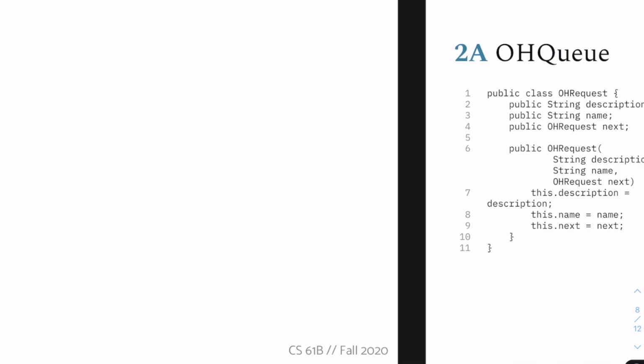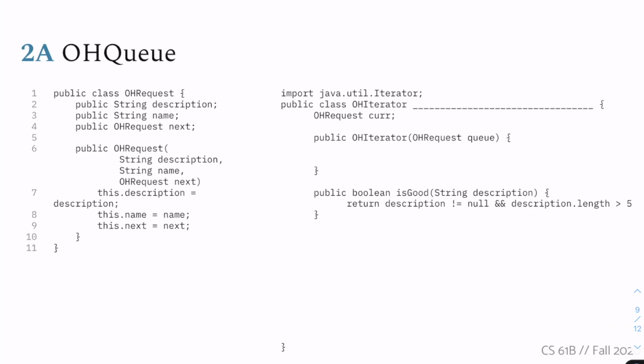Okay, the first real problem. In this problem, overarchingly, our goal is to create an office hours queue that is iterable. And so first we are given this block, which is our office hour request. It's a single request, and if you look closely at it, you have a description, you have a name, and you have next. So this is kind of like a linked list of sorts, where each item has a name and a description, and then also a pointer at the next item in the queue.